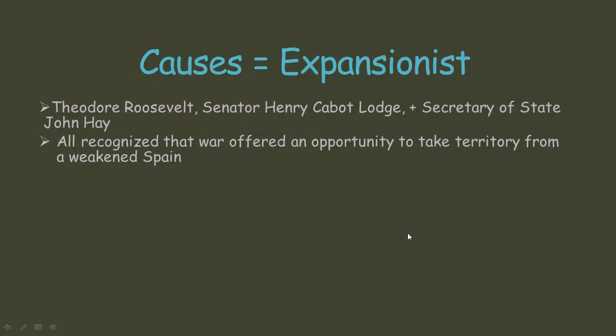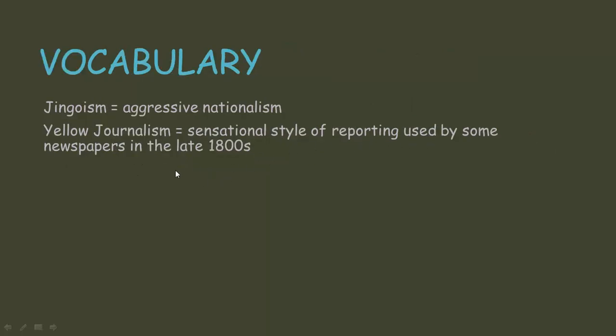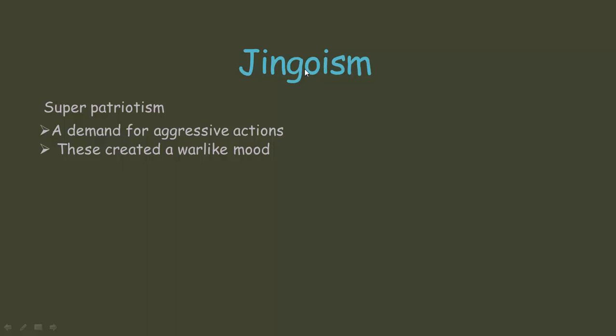Well, another reason we can add to the actual cause was that getting involved here would allow America to expand. So Teddy Roosevelt, Henry Cabot Lodge, and the Secretary of State John Hay were all expansionists. And they said, hey, if we got into this war, it offered us a severe opportunity to take territory from a weakened Spain. So you have some vocabulary there. If you want to pause that screen and get that for your worksheet, that's great. I'm going to keep cruising.